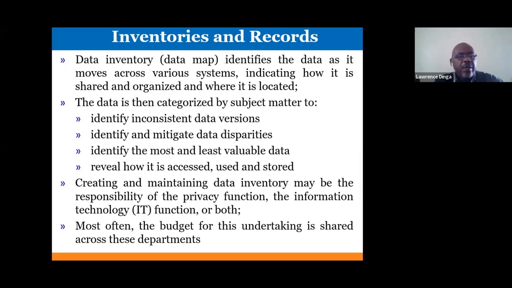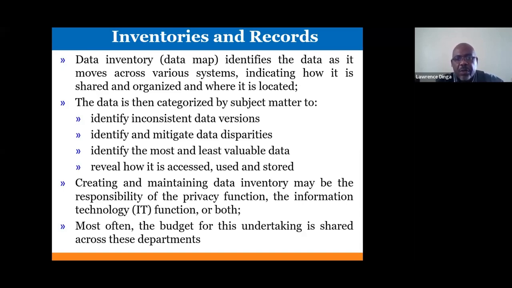So when we're talking about data assessment, we're talking about inventory and records. These are what we call the data inventory or data map. A data map or data inventory just identifies the data as it moves from one system to the other, indicating how it is shared and organized and where it is located. So that is what we call the data inventory.